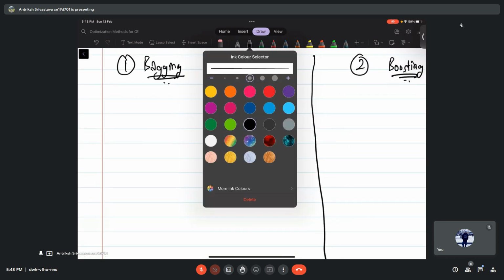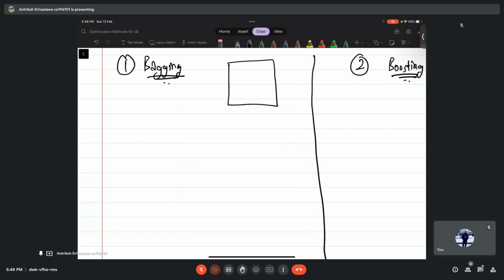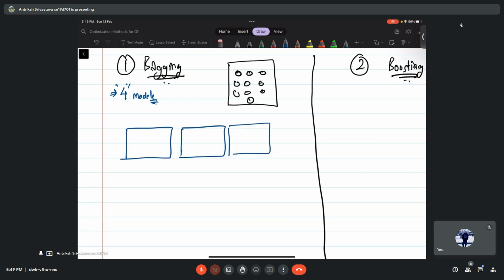What it is going to do is take a sample. This is your training data, and let's say I have 10 data points. It is going to train however many models you want to train. Let's say I want to train 4 models, and each model will have an input of 6 elements. We have only 10, so how is it going to give an input of 6 to each model? It is going to repeat.